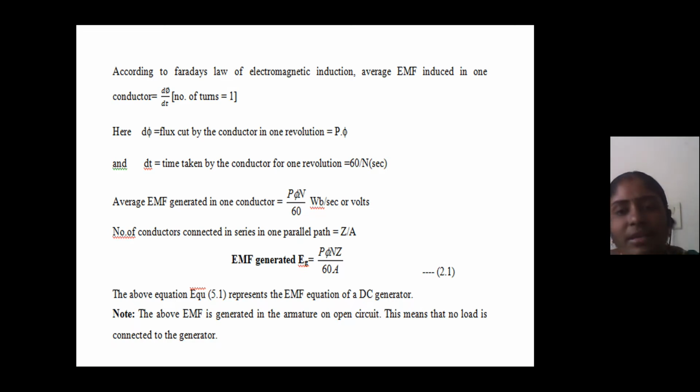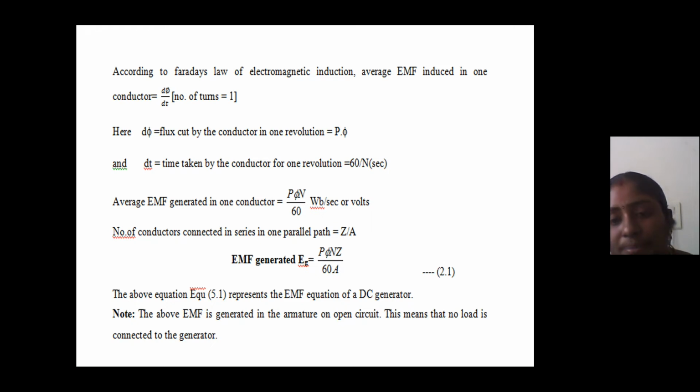According to Faraday's law of electromagnetic induction, the average EMF induced in one conductor is dφ/dt. The flux cut by the conductor in one revolution is the number of poles, capital P, into φ. Then dt is the time taken by the conductor for one complete revolution, 60/N. Finally, we get the average EMF generated in one conductor equal to PφN/60.